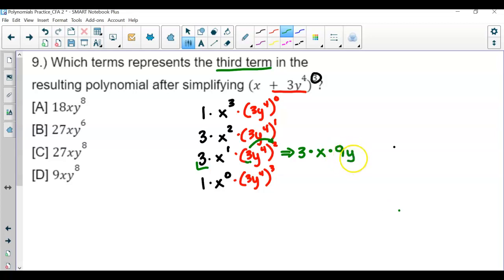Then 9y, notice how we have a power to a power. So remember, think about parentheses. What do we do when we have the parentheses? Multiply. So now we have 9y to the 8. 4 times 2 is 8. And here, don't forget to multiply 9 to 3. 9 times 3 is 27. So 27xy to the 8. So that's why here the answer was C.